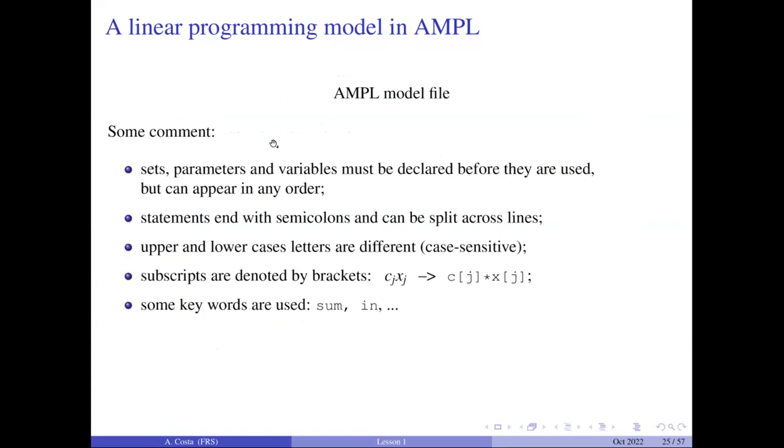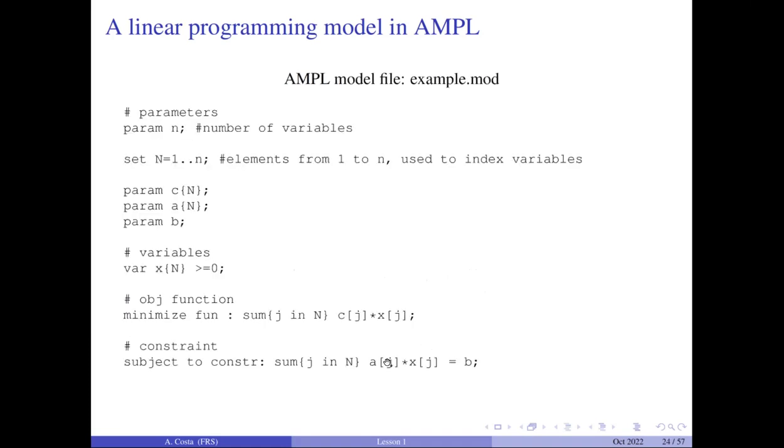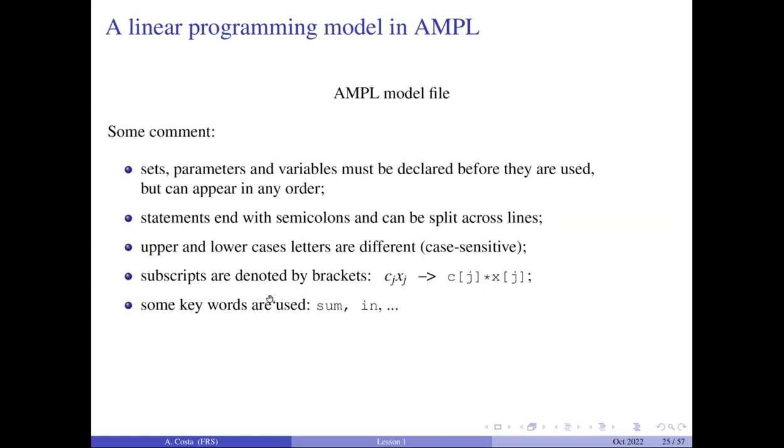Something else about the model. As I said, sets, parameters and variables must be declared before they are used, and they can appear in any order. The statement ends with semicolons. You can split across lines. Remember that upper and lower case are different. If you want to identify an index, like I said x1, x2, you use the square brackets like we did here. And some keywords like sum, in, or subject to, we cannot use them for giving names to variables.